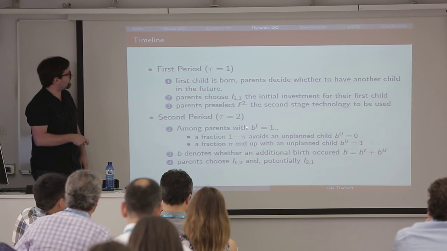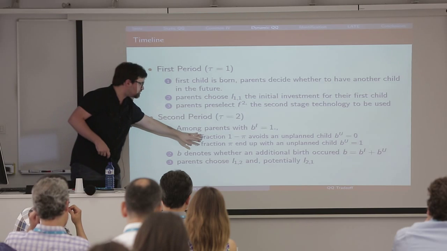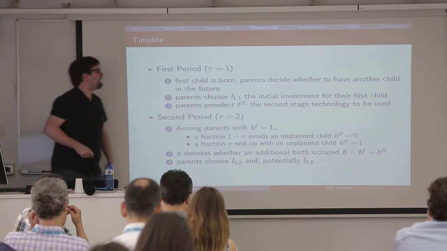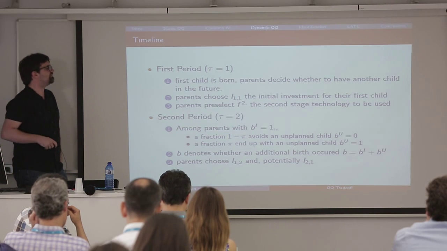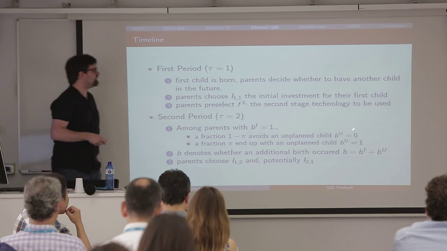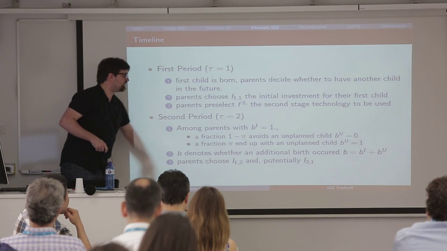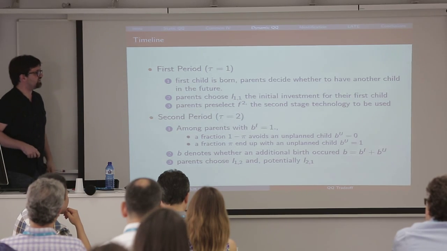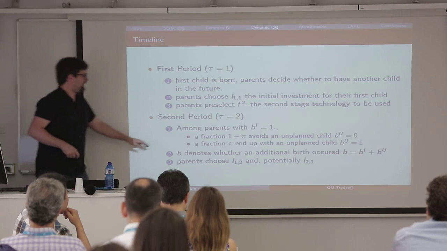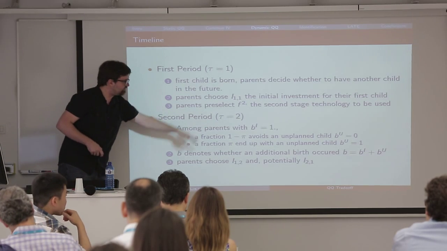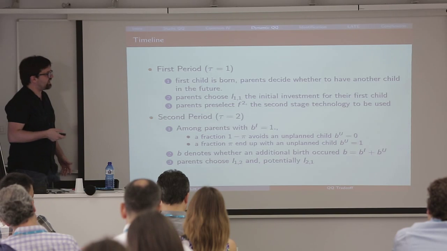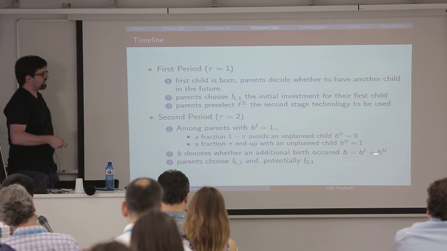I'm sorry, this is wrong. So among parents who chose not to have another kid, 1 minus pi of them successfully avoids an unplanned birth. So we set BU equals 0. And pi of them ends up with an unplanned kid. And so we use little b to denote whether there was any additional kid or not, whether intended or unintended.